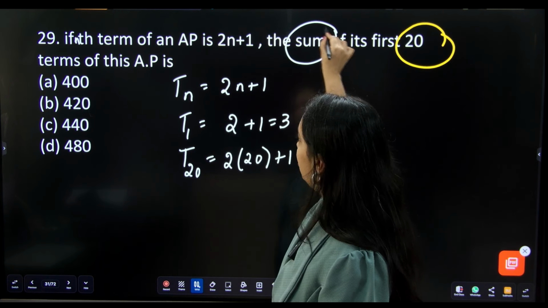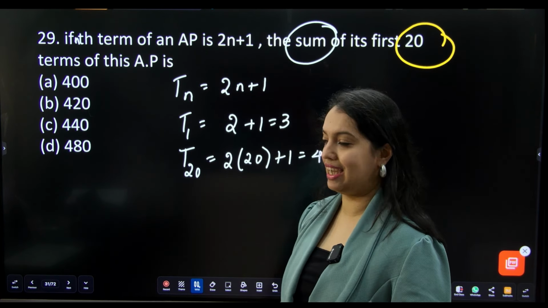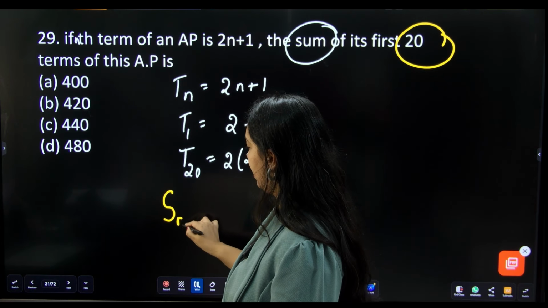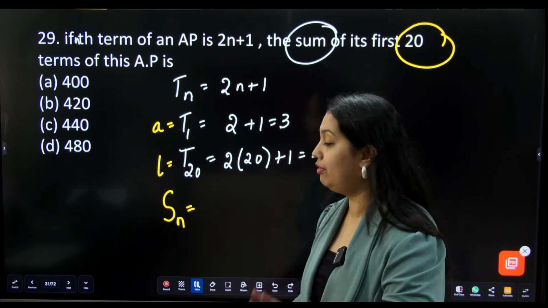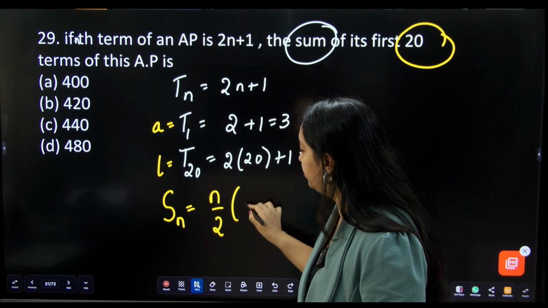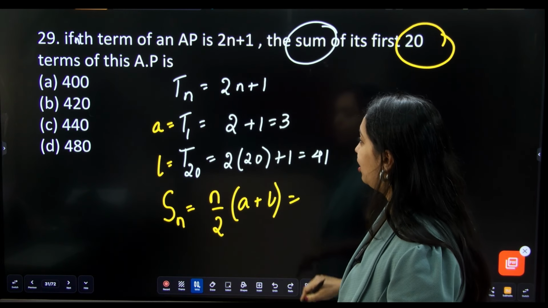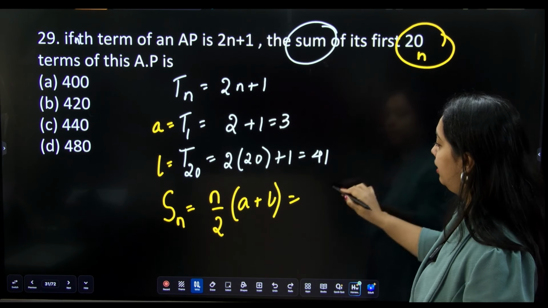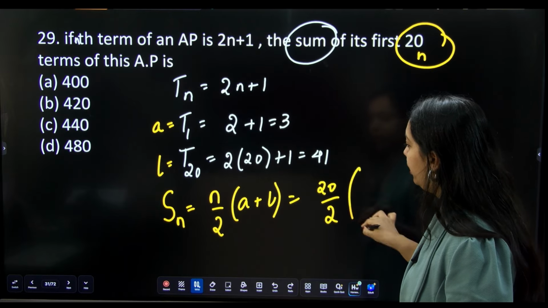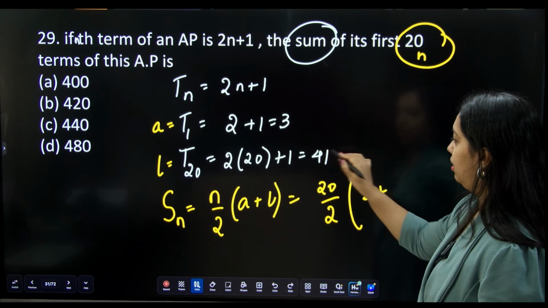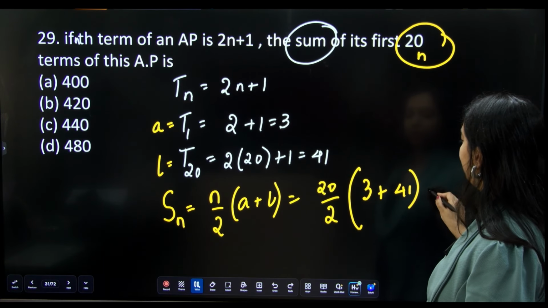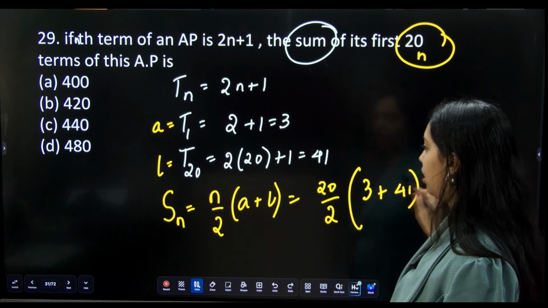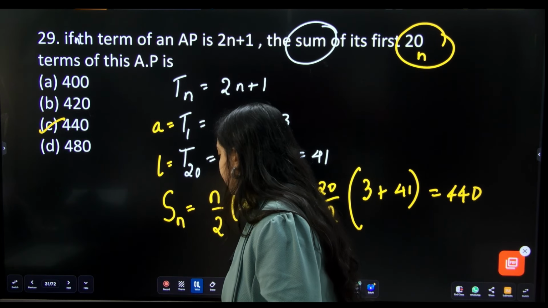The sum of 20 terms of AP is dash. For sum, there are two different formulae. I know the first term A and last term L. I will apply the formula n by 2 into A plus L. What is n? 20 terms are there. 20 by 2 into A value 3, last value 41. This is 44. 44 into 10, I am getting 440. Option C is the correct answer. Next.